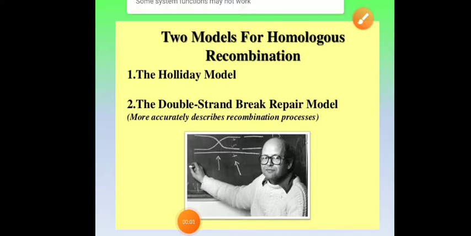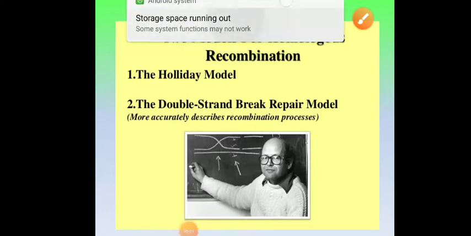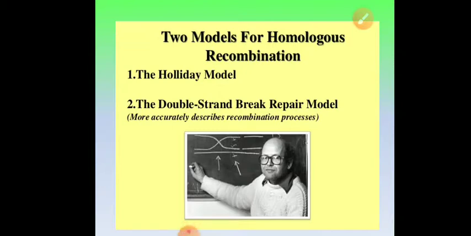Good afternoon, students. Yesterday I told you about two models of homologous recombination. That is number one, the Holliday model, and number two, the double strand break repair model. So let us discuss the Holliday model.